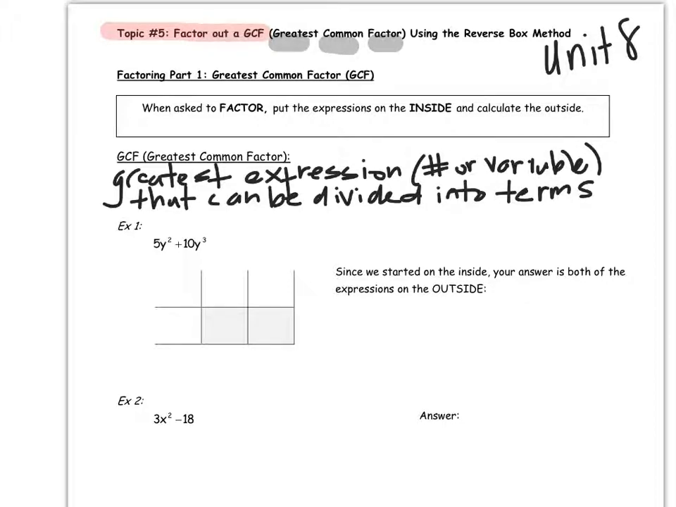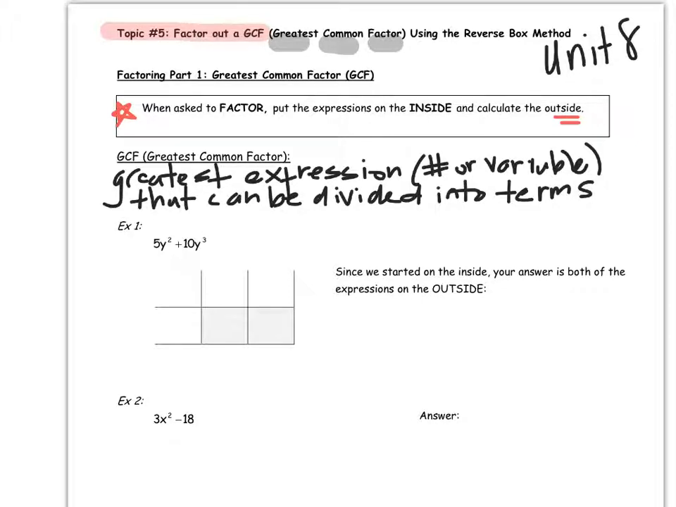And one thing I wrote up here is that when we are asked to factor, we are going to work backwards in the box method. We're going to put the answer on the inside of the box, and we're going to work backwards to calculate the outside. All right, so we're going to start with an example.